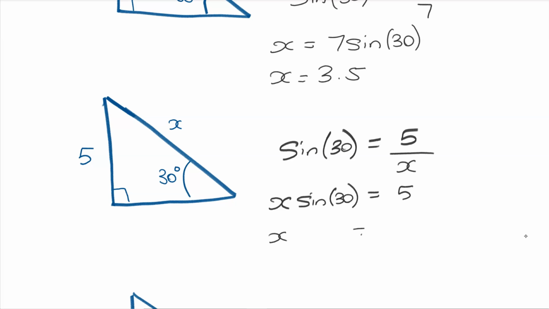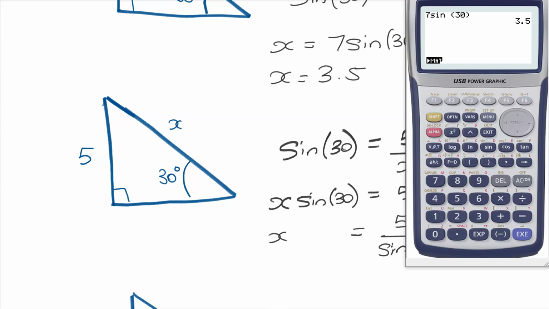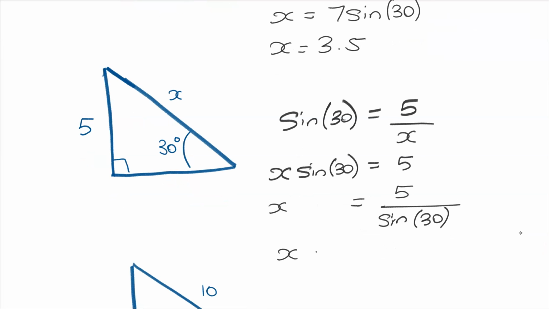Therefore x is equal to 5 divided by sine of 30. So I go to my calculator and I'll have 5 divided by, and I like putting brackets around this, sine 30. And I get 10. So in this situation, my hypotenuse is equal to 10. Alright, so we've done two examples trying to find the opposite or the hypotenuse length using SOH.